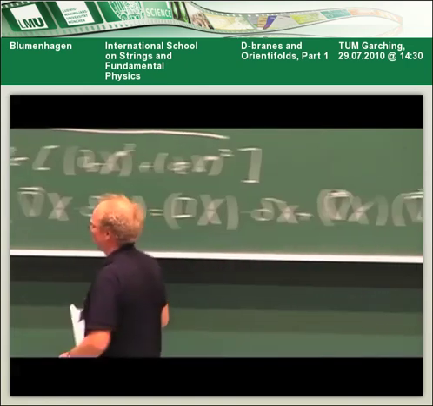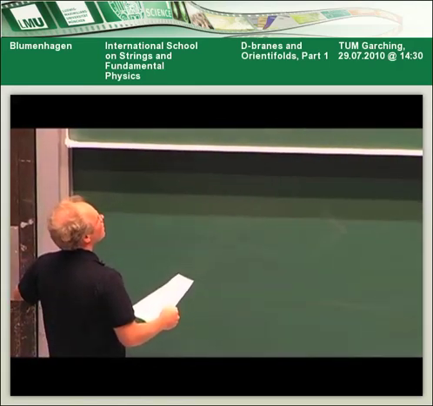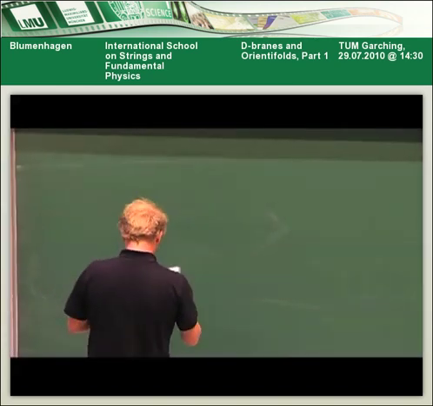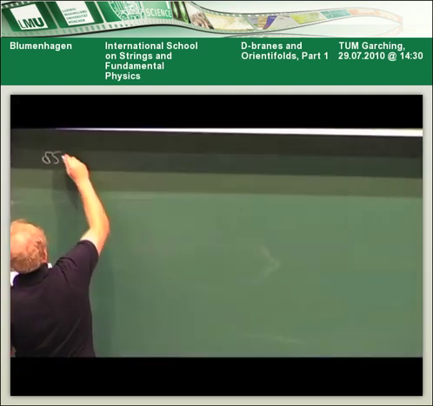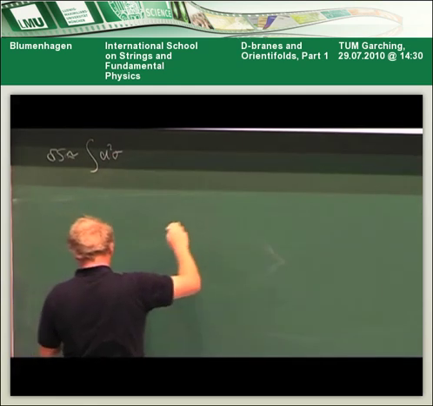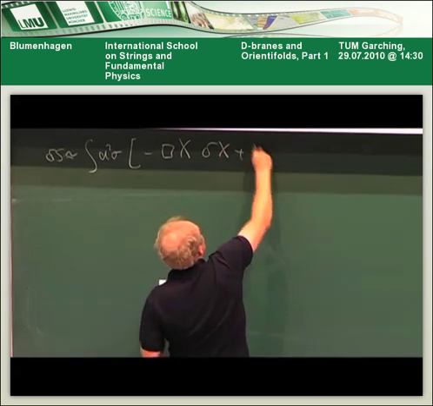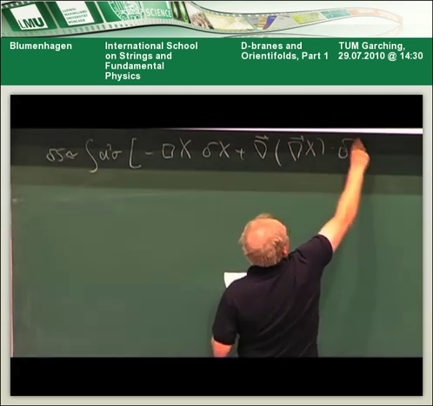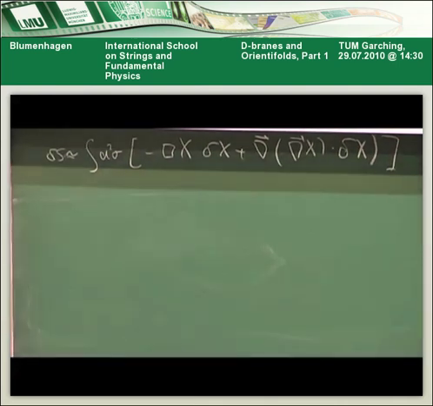So if you insert that, so you vary this action and you use this formula here. Maybe I should write a little bit smaller. So then you get delta S is equal to, so I'm not caring about normalizations here. So you have d squared sigma minus box x delta x plus nabla delta x, which is the vanishing of that, so we require that this vanishes.